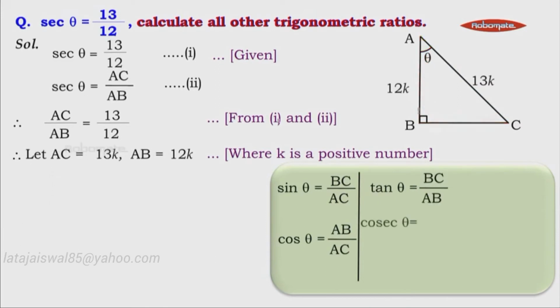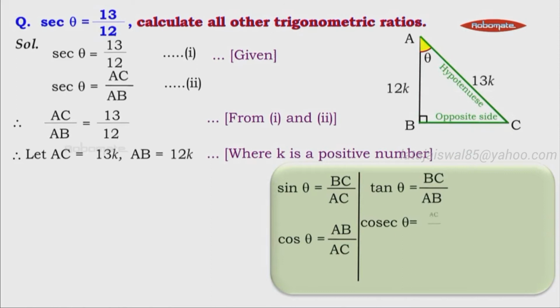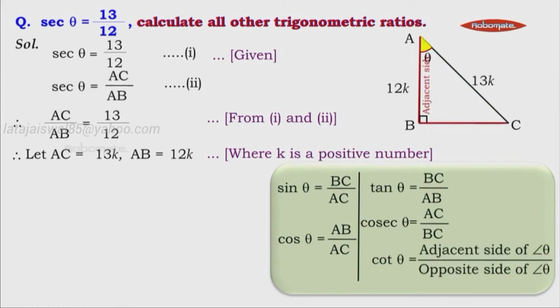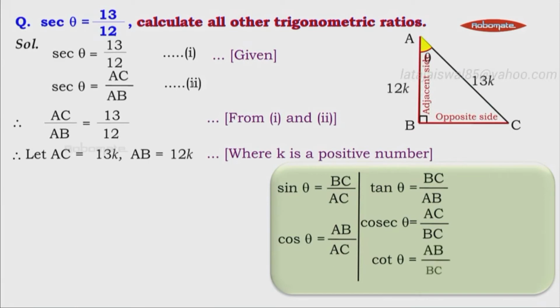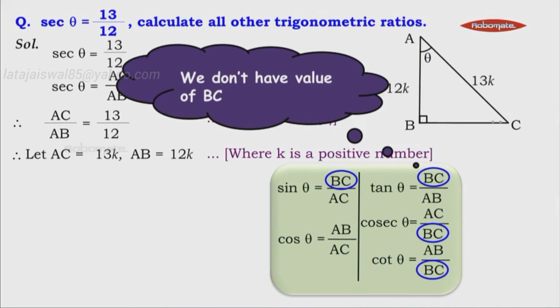Now the other one, it is cosec theta. We know it is nothing but hypotenuse upon opposite side, which will be AC upon BC. And then what is missing? The last one is cot theta. So cot theta is going to be adjacent side upon opposite side. So it will be AB upon BC, and that is what we have, right? Now this is all we need to find. For finding this, we require the value of BC, right? So we don't have the value of BC.